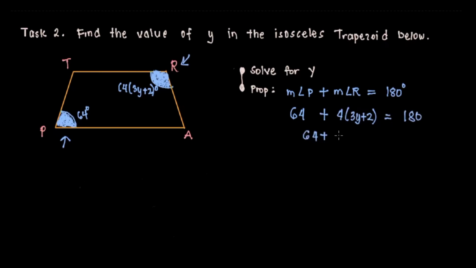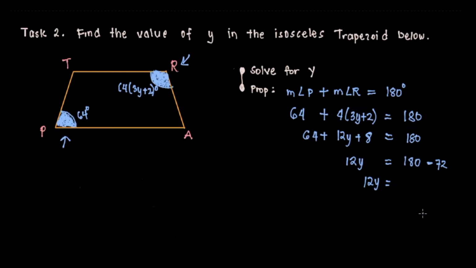Then, we solve for this equation. We have 12y plus 8 equals 180 degrees. So, we add 64 and 8, then subtract dun sa 180 degrees. 64 plus 8 is 72. And, minus natin yan sa 180. 12y is equal to 180 minus 72.